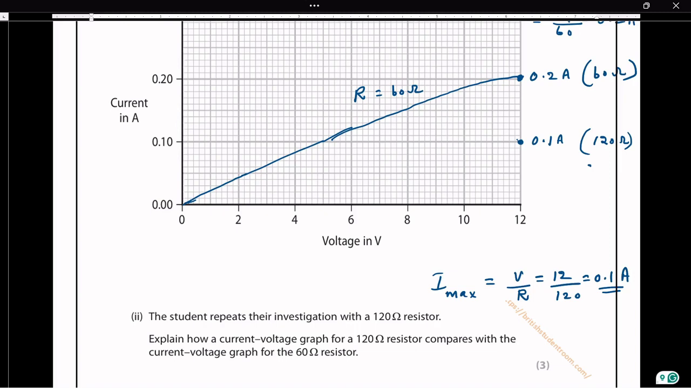Again, you know that 120 ohm is also a fixed resistor. It's an ohmic component. Therefore, the graph should be a straight line, and the current voltage relationship is directly proportional, so it should pass through the origin. Let us complete the diagram for the second one. It should pass through the origin and end up at 0.1. Please use your ruler to draw a straight line graph. So this is for the R equals 120 ohm resistor, a straight line graph.